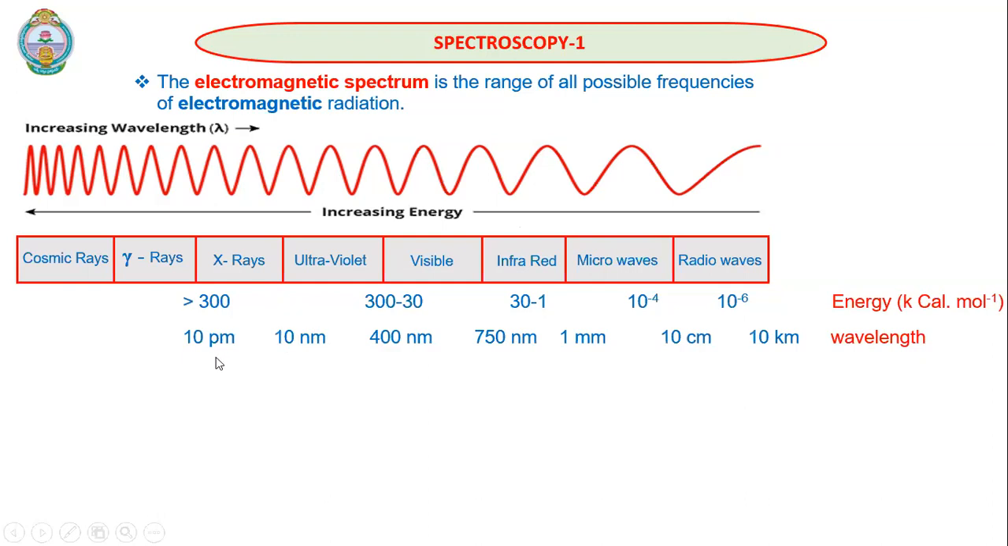X-rays range from 10 picometers to 10 nanometers. Of course, X-rays are very, very dangerous. Gamma rays are still dangerous, so we don't know the upper limit of gamma rays. Similarly, cosmic rays, which are even more dangerous, we don't know the ranges for cosmic rays. Gamma rays research itself is very, very difficult. Nobody knows about the research on cosmic rays.